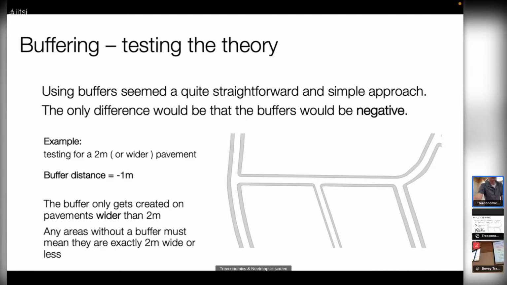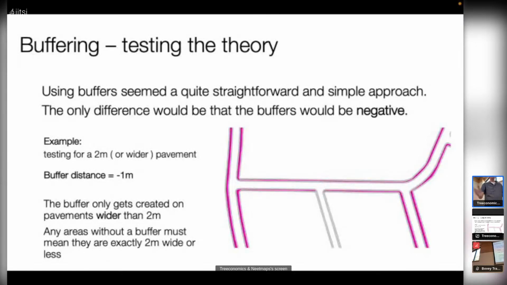So anything that gets left must be bigger than 2 meters, and anything that doesn't get created will be narrower. So here, where we've got the pink stuff, there's still a feature there, so that pavement must be greater than 2 meters. Where nothing gets created, that must be narrower than 2 meters. Okay, so that seemed to work.